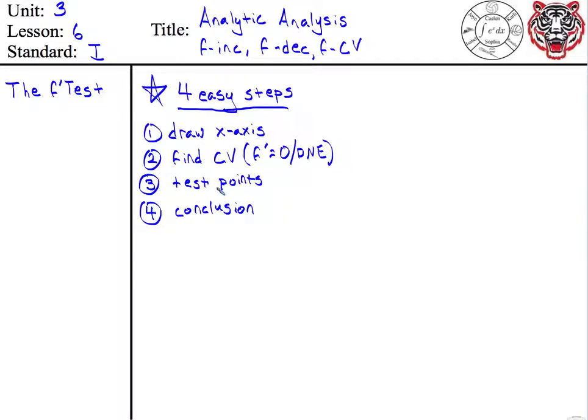All right, then we test some points in between where we found our critical values, and then we come to our conclusion. Everything is going to be marked up here on the right. So let's go ahead and follow these steps with an example. I'm going to go to number 1.